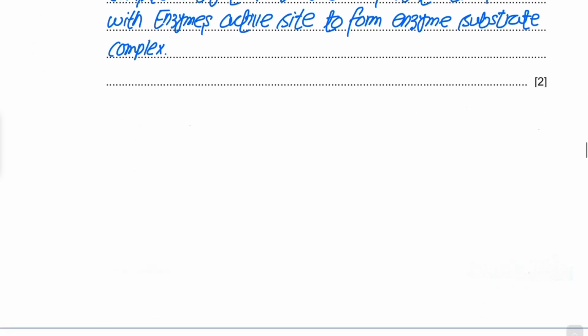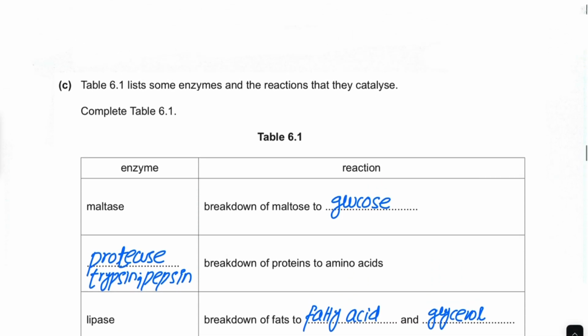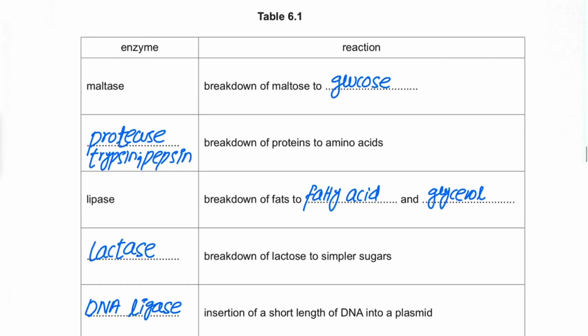Moving onward, here we have a total of 6 marks, and they say that table 6.1 lists some enzymes and the reactions they catalyze. So again, the idea is we have the enzyme here and the reaction that they are doing. So maltase is the breakdown of maltose to glucose, because the maltase enzyme basically works on maltose, and maltose is a disaccharide having two glucoses in it, so it would be broken down to glucose by the maltase enzyme.